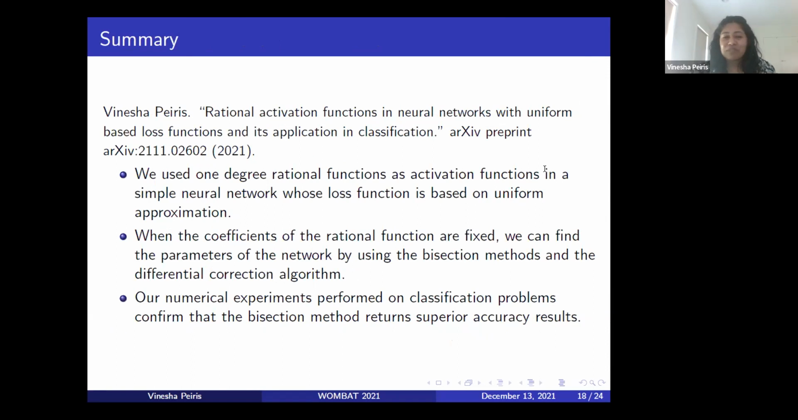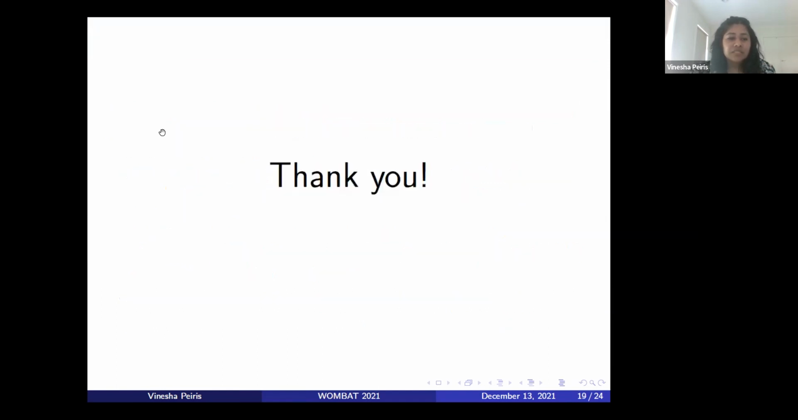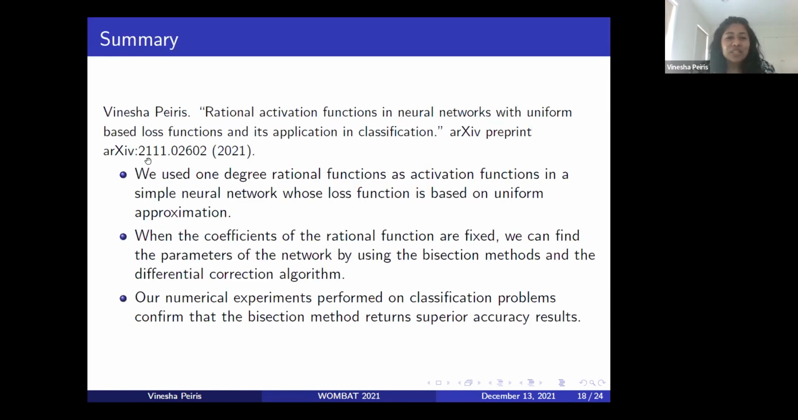Okay, now we are coming to the end of the talk. So let me summarize everything. My talk was based on this paper, which is still under review. There are many experiments if you are interested in this.